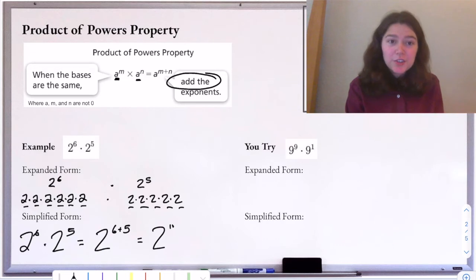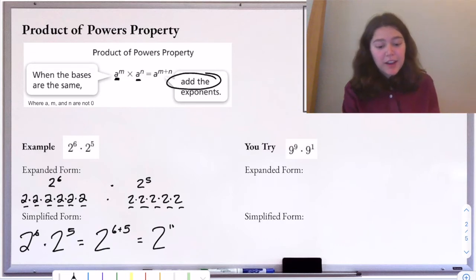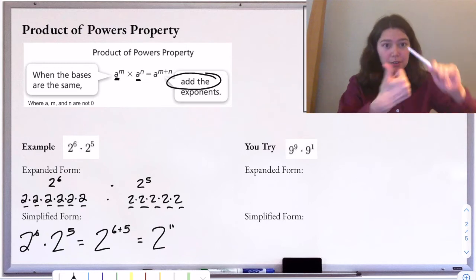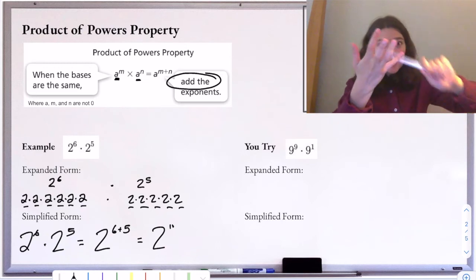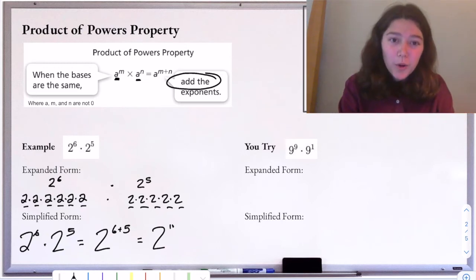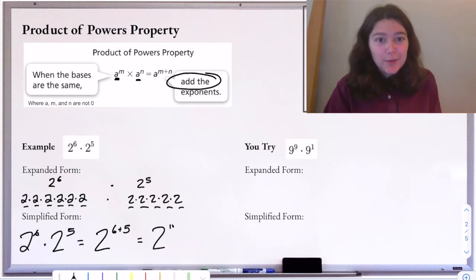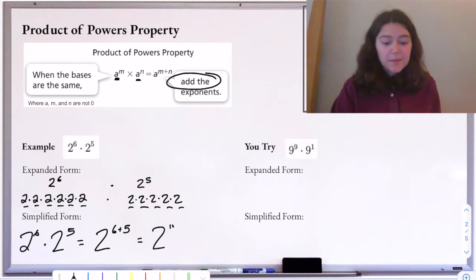And if we wanted to, we could find the value of that by just multiplying our expanded form. 2 times 2 times 2 times 2 times 2 times 2 times 2 times 2 times 2 times 2 times 2. Or we could type in a calculator 2 to the 11th power, and it would tell us that as well. Awesome. Okay, so now I want you to try.